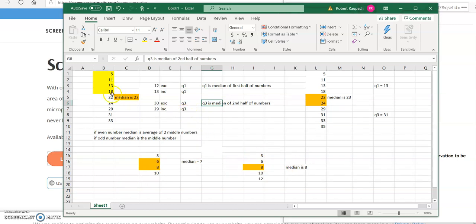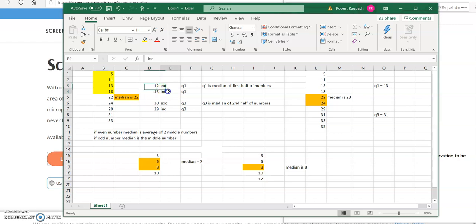The only question is, do I include 22? Excluding, no. Or do I include 22, which is the median? INC, yes. I am not including it in the excluding method, so I take the median of these four numbers, which means the average of the two numbers in between, 11 and 13, which is 12. So if I do the exclusive method, Q1, which is the median of all the first half numbers, is 12.